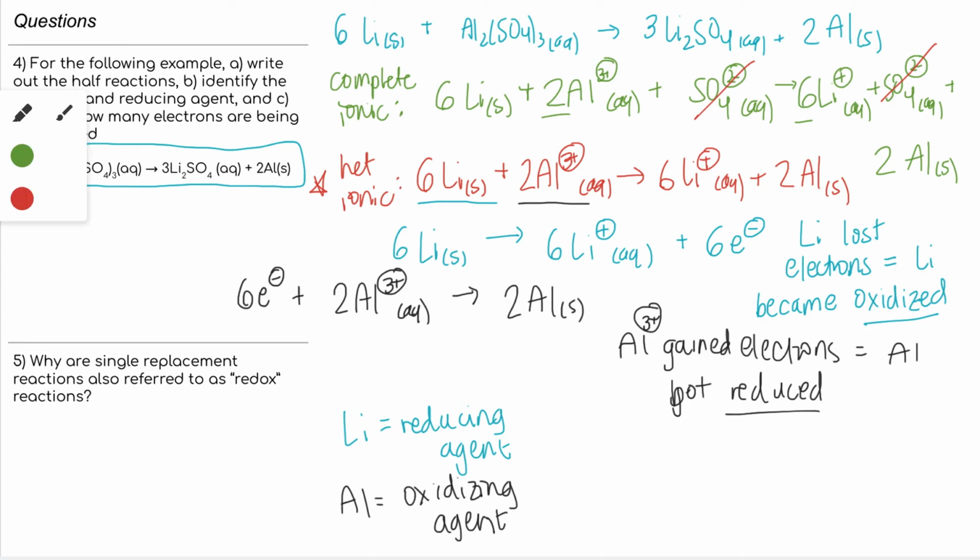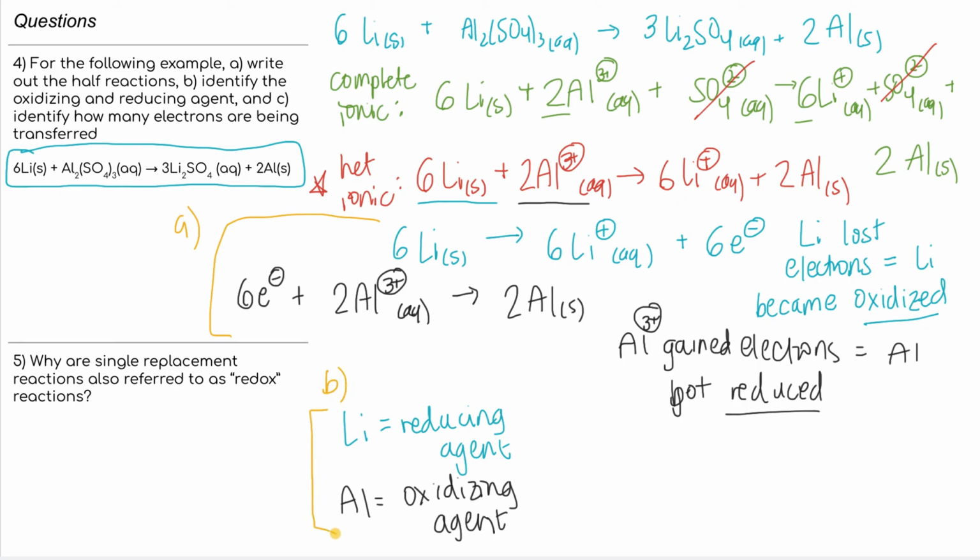So we answered part A, we wrote out the half reactions, that's what was happening up here. So this right here is part A. Those are the 2 half reactions. And then part B, we were able to use the half reactions to figure out which element was the reducing agent and which element was the oxidizing agent.